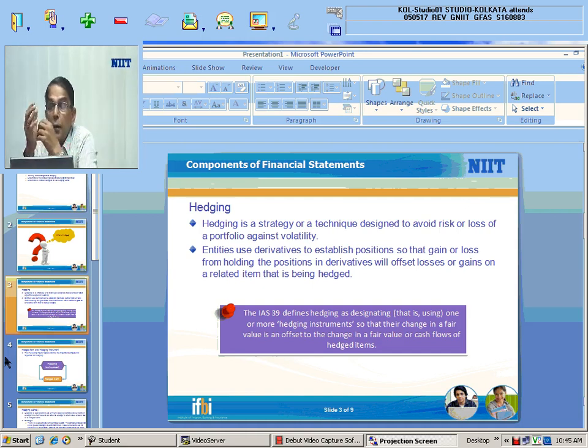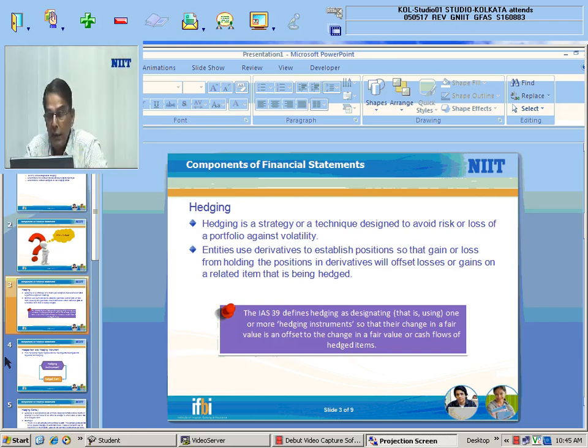So hedging is basically offsetting gains or losses from hedged items against the gains or losses of the hedging instruments. So we have hedging items, we have hedged items, hedging instruments and items which are being hedged. Like the value of the portfolio can be the hedged items, and the derivative contract, that is futures or options, could be the hedging instruments.